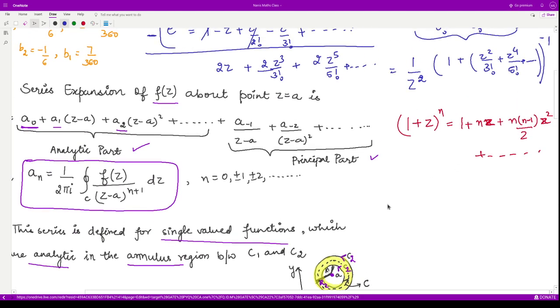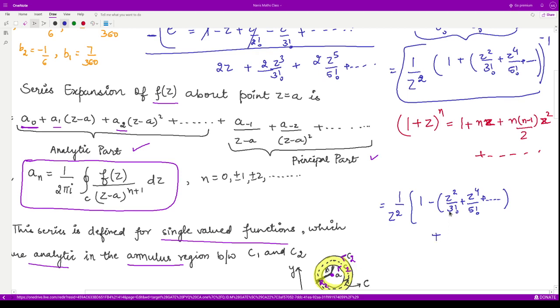So we had this term, right? So it would be 1 by z square as such, and then we would have 1, and instead of n we have minus 1, so it would be minus this whole term, z square by 3 factorial plus z power 4 by 5 factorial plus so on, right? And then we would have plus the square of this term, right? So n here is minus 1, and then we have minus 1 divided by 2 into z square.